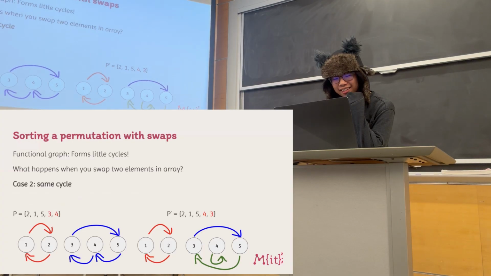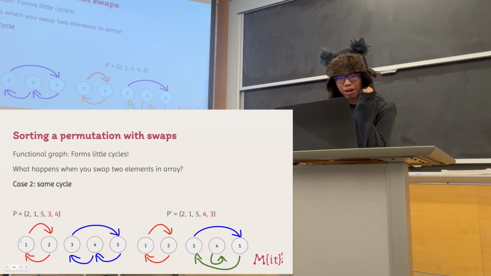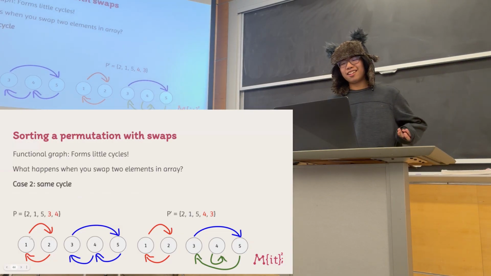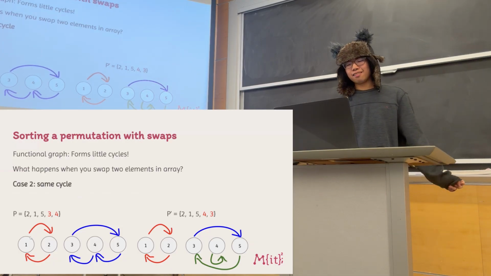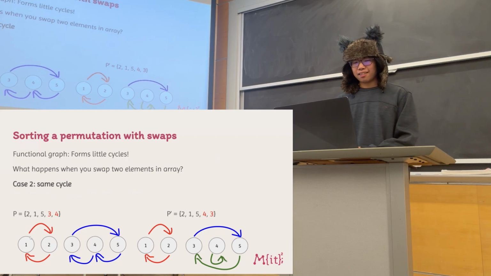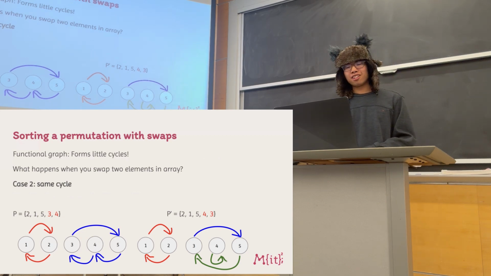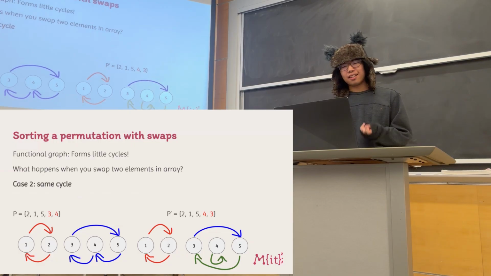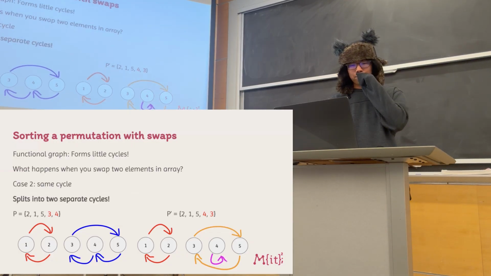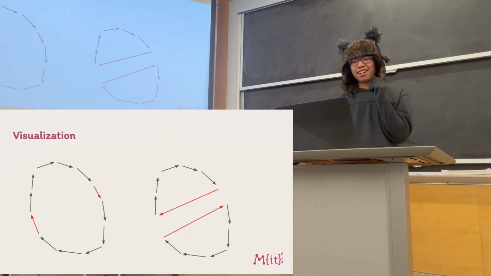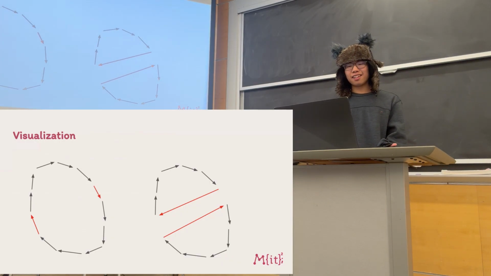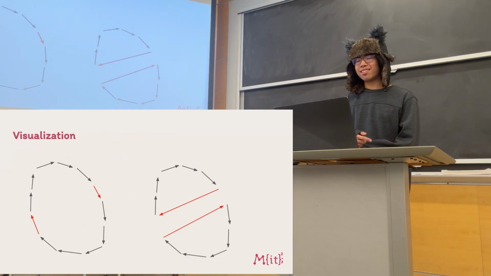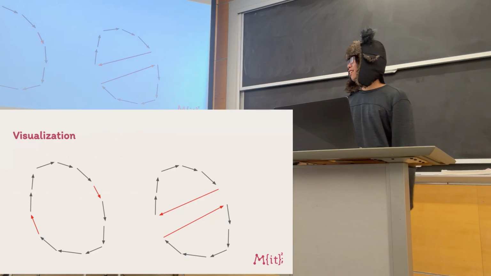And there's a second case where you swap two elements in the same cycle. What happens is it actually splits the cycle into two separate cycles, which is the opposite of the merging cycle operation. And the visualization is that you're taking two elements that some node points to, and then you swap them so it kind of slices the cycle in half.